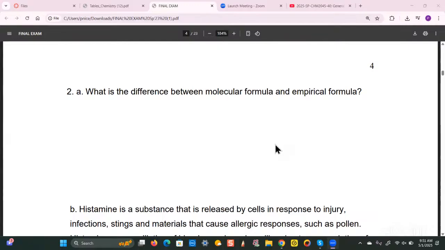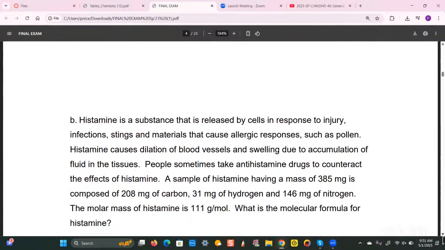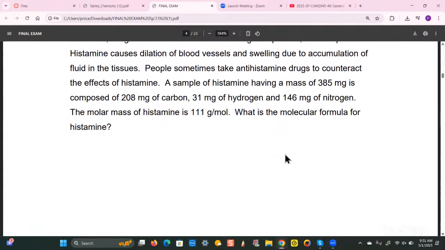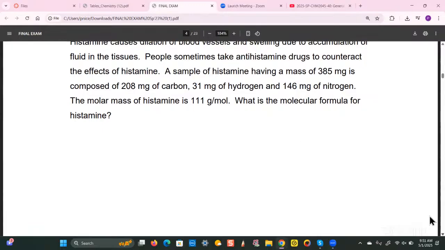Okay, so number 5, I'm sorry, the B part is giving you some information about a compound known as histamine. And it gives you information about a sample of histamine, which has a mass of 385 milligrams. And it gives you the breakdown in terms of the masses of the different elements present, carbon, hydrogen, and nitrogen. And it gives you also the molar mass. So the question is asking for the molecular formula.